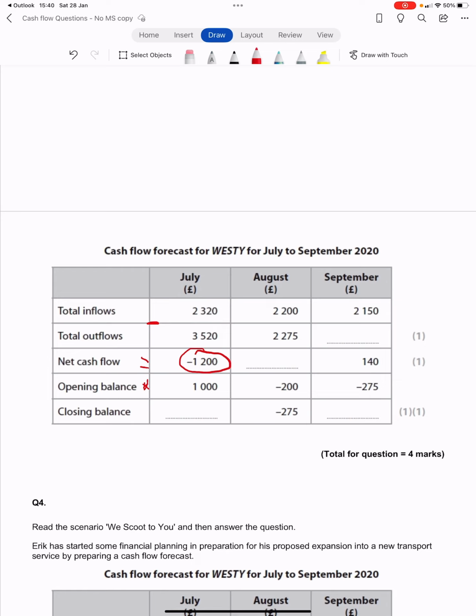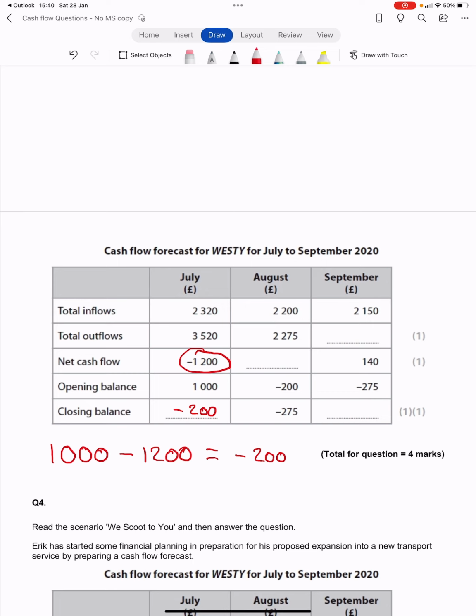So we know then that to work out the closing balance, what we need to do is take the opening balance and knock off the net cash flow for the month because it's a negative. This month we've actually made a negative amount of cash flow, so negative net cash flow. So we're just going to knock off £1,200, and that is going to give us minus £200 left over at the end of the month.